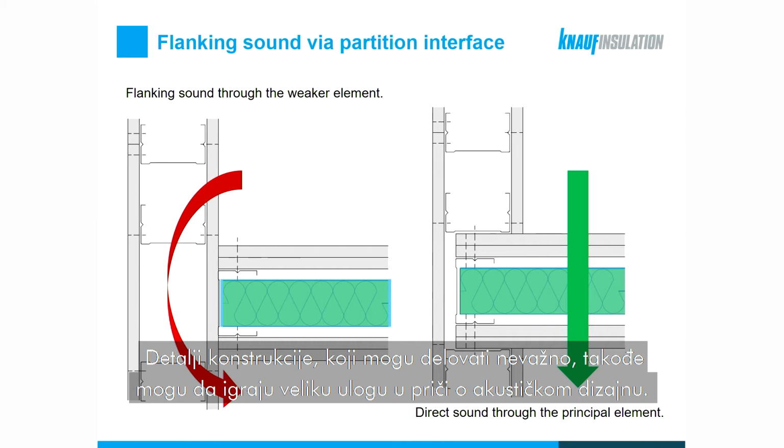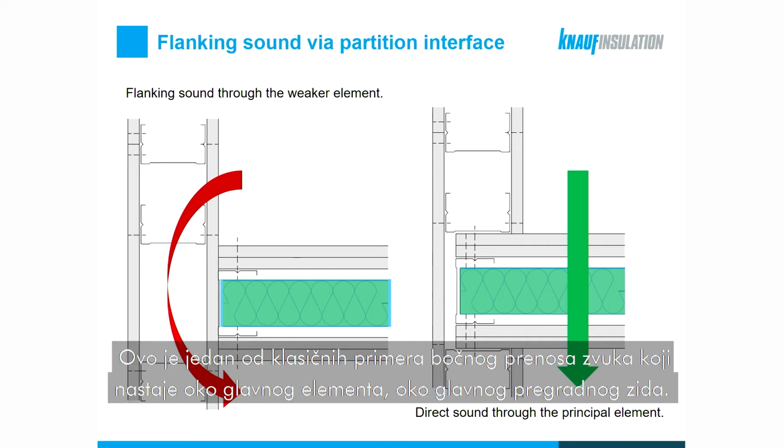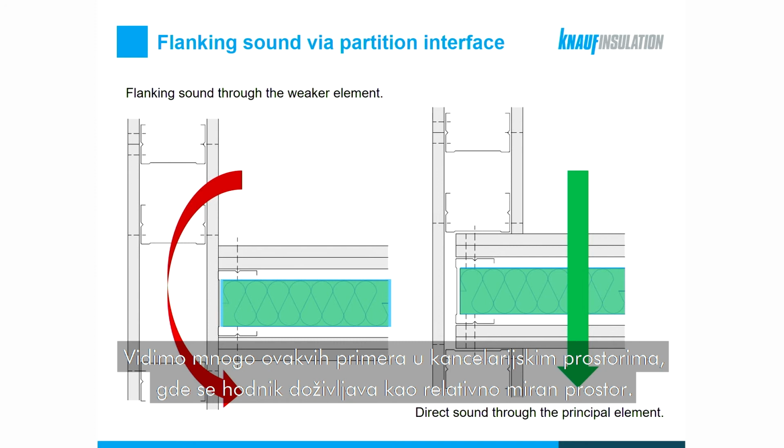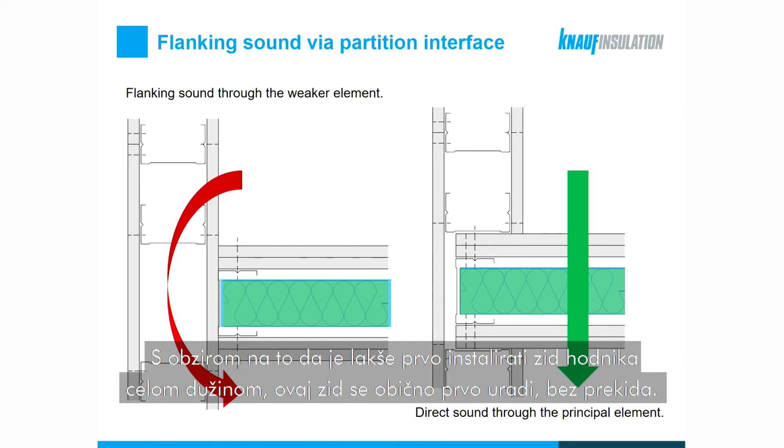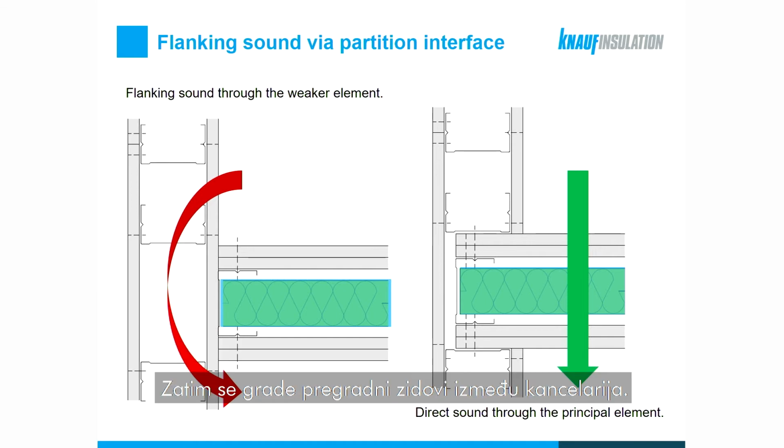This example is one of the classical ones for a flanking sound transmission, which is happening around the principal building element, so around the main partition. We see a lot of these examples in the office spaces where the corridor is perceived as relatively a quiet space, because it's much easier to install the corridor wall first in its full length. This wall is done first, so with no interruptions. Then, when this wall is completed, the separating walls between the offices are built.